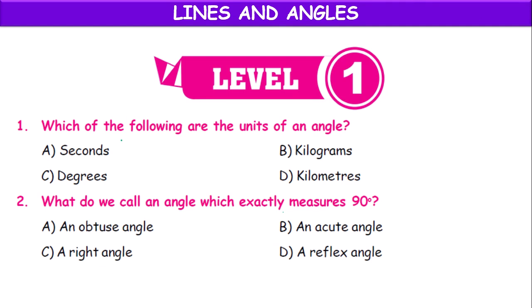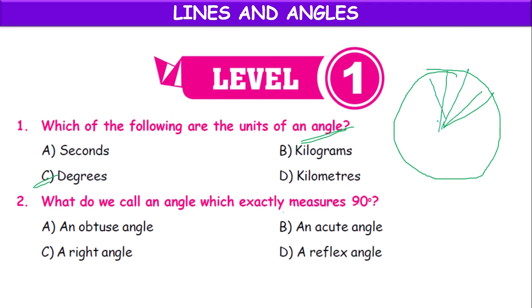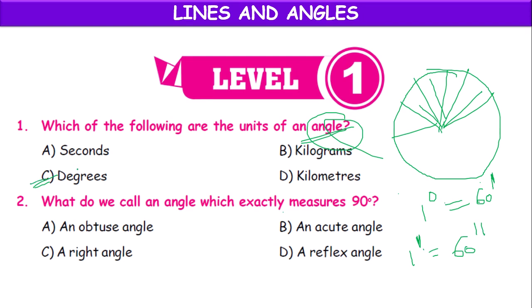Next, first question, which of the following are the units of an angle? So angles are measured in degrees. One complete circle is divided into 360 equal parts. Each part will be called a degree, 1 degree. Again, 1 degree is divided into 60 equal parts, each part is called a minute. And again 1 minute is divided into 60 equal parts, which is called a second. So angles are measured in degrees, minutes, seconds. Degree is the common measurement for measuring angle.